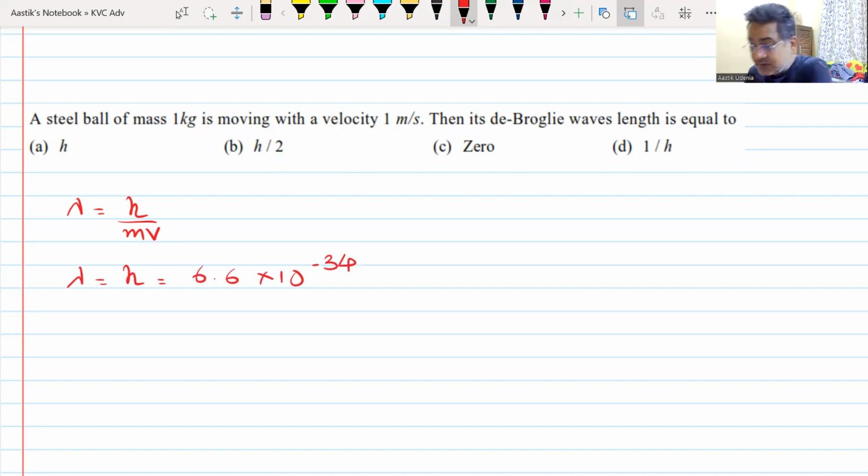And as you can see, this wavelength is very, very small. You cannot observe it. And therefore, we will say a steel ball moving, though it has a de Broglie wavelength, the wavelength is very small. So we cannot treat it practically as a wave. We have to treat it practically as a particle. Do we understand this? Therefore, this is a particle and this is not a wave. We understand this? Yes, sir.